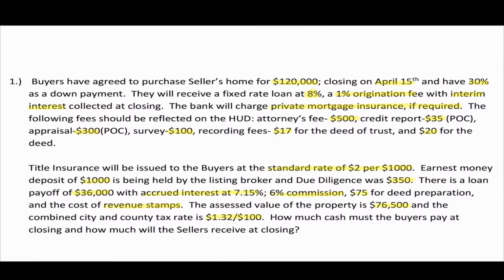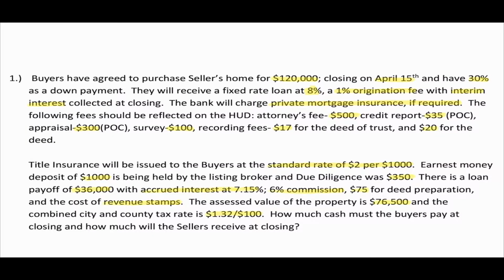So we'll put this on our sheet as purchase price, $120,000. It is a buyer debit, money that the buyer owes, and a seller credit. Our next item, closing on April 15th, we don't necessarily need that right now, but I will put it up here in my corner just so that I remember what the closing date is. And then it says we have 30% down as a down payment.